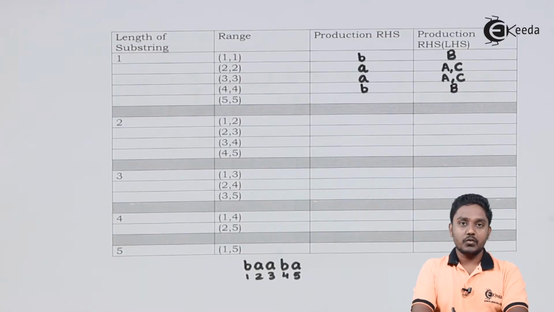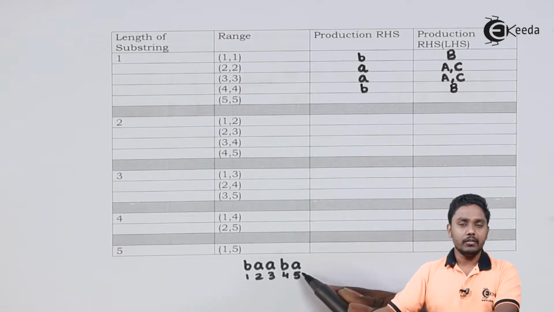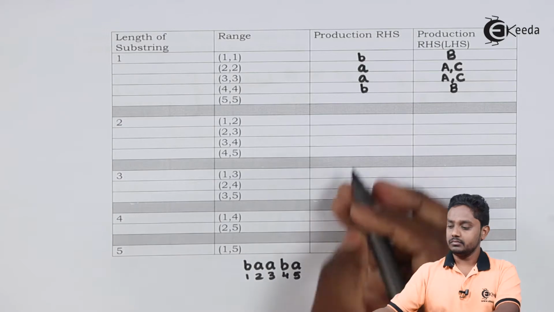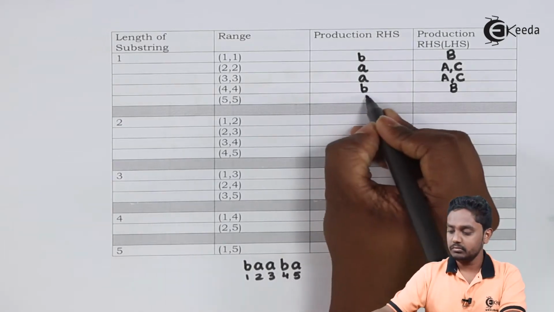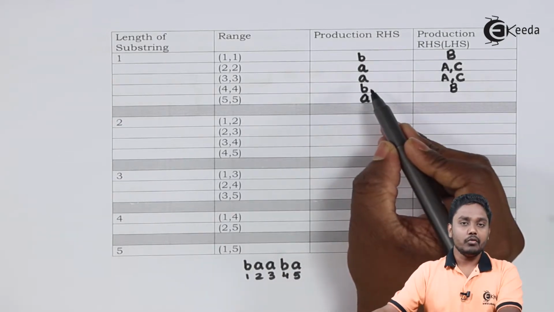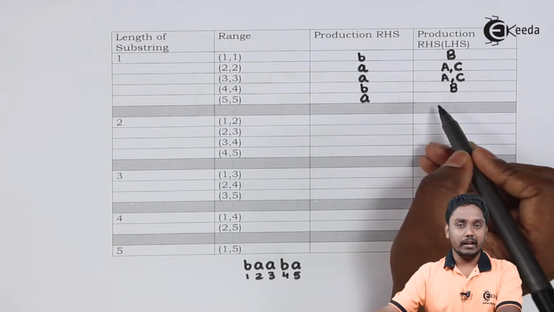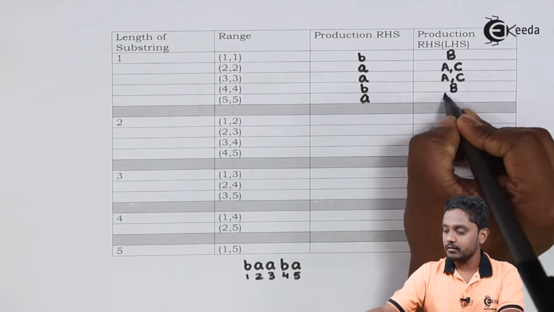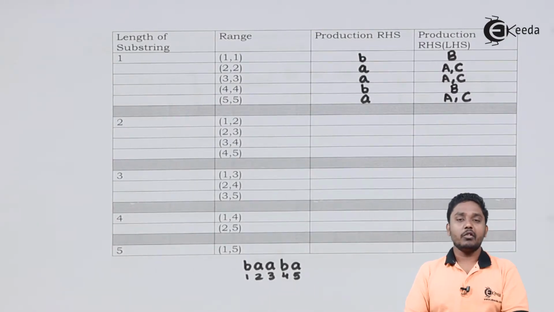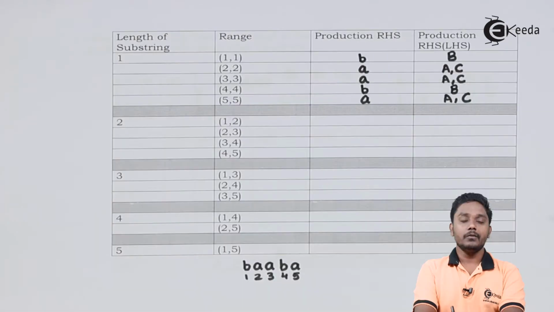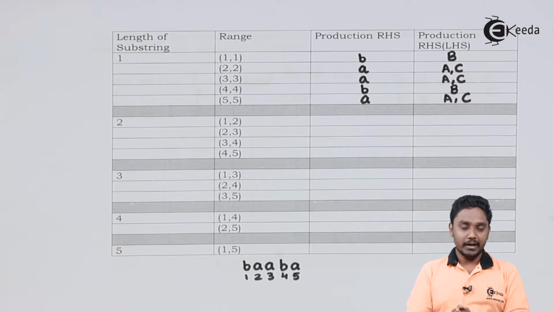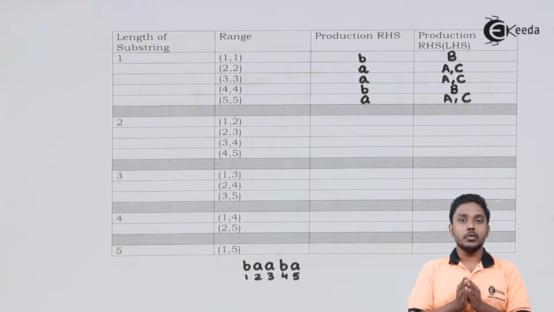Let us check the last one of length 1 at position 5. It is the alphabet A. RHS would be A. From previous rows, we understand that A is produced by either A or C. So the LHS would be A or C. Let us copy this information to the dynamic programming table. We understand that now we have completed the table for all strings of length 1. Now let us proceed to length 2.